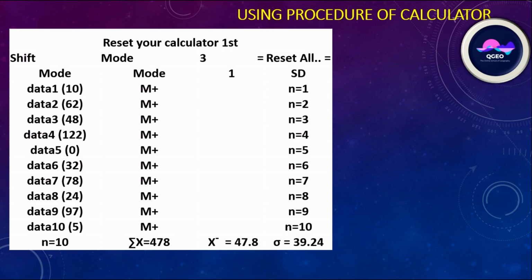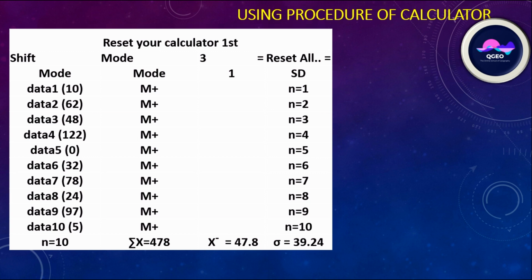Using procedure of calculator, first we need to reset your calculator by clicking shift mode 3 is equal to, you will see the display reset all, and then click equal to, then click on shift, then click on mode 1 for SD, and then input the data followed by M plus, and then after completing all input you will be able to see the result.